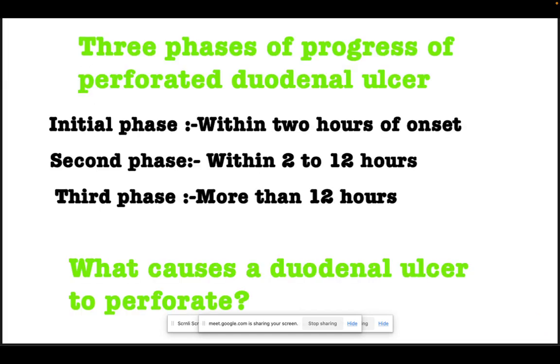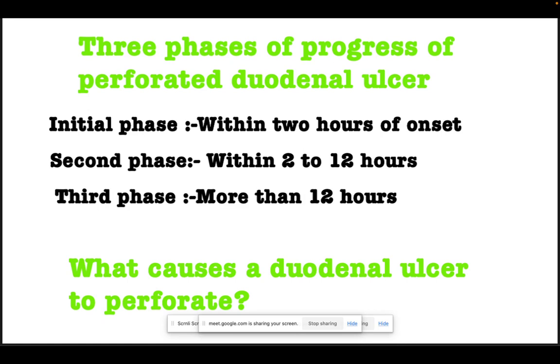Next is the three phases of progress of perforated duodenal ulcer. The first one is the initial phase, which starts upon onset and lasts up to 2 hours. It includes tachycardia, epigastric pain, and cold extremities.